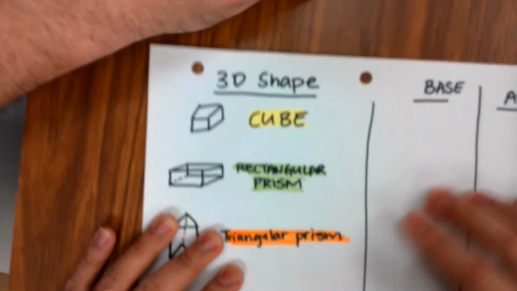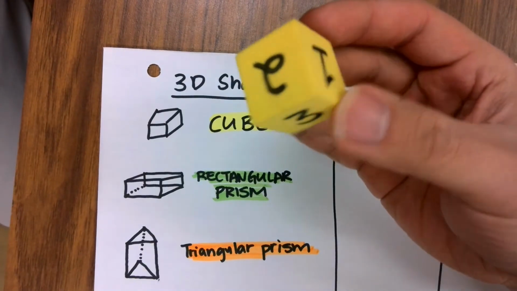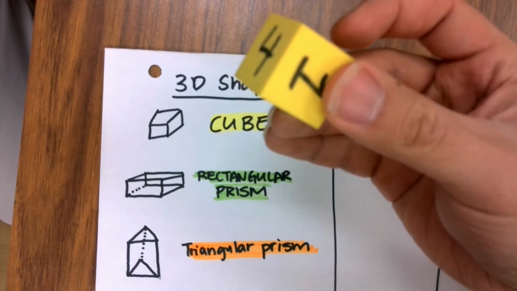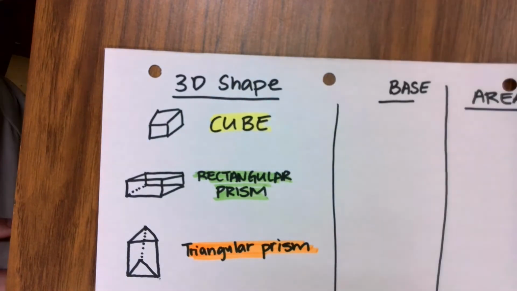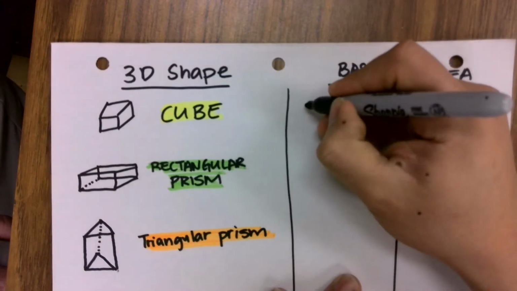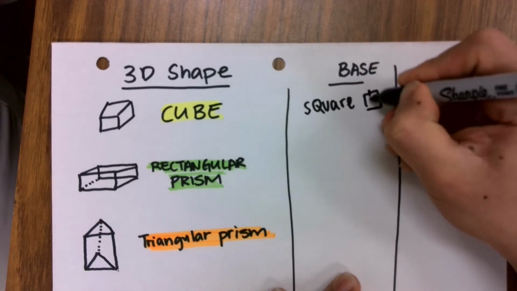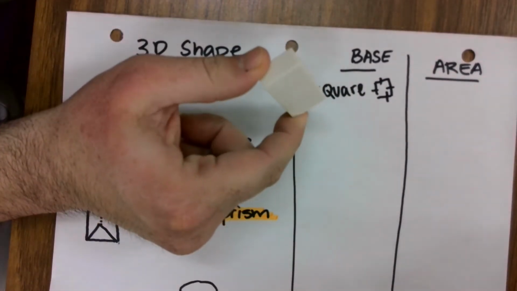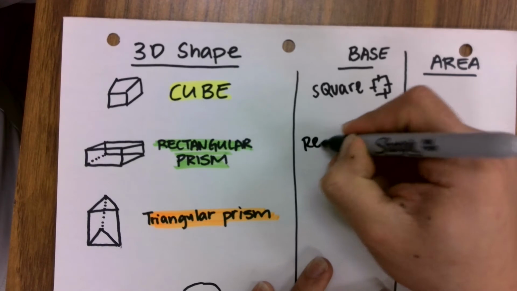All right. So let's start with the first one. Let's look at cube. Now, just by looking at this cube, what do you think the base shape would be? So, my base shape would have to be a square. Okay. Now, for my rectangular prism, what do you think my base shape would be? It's a rectangle.